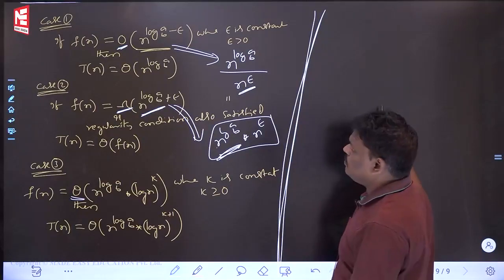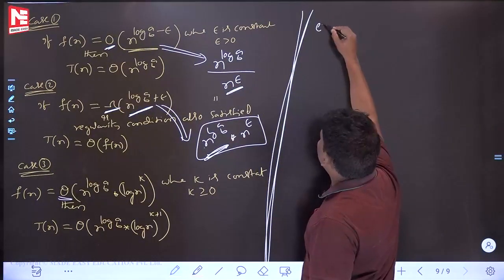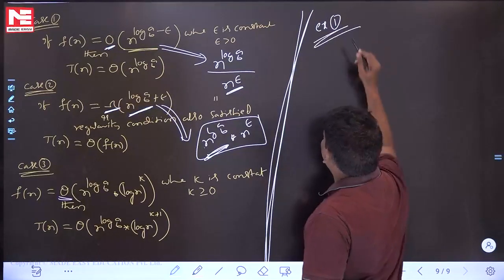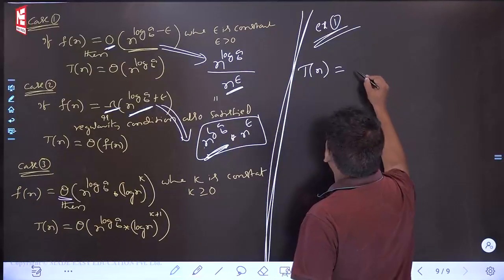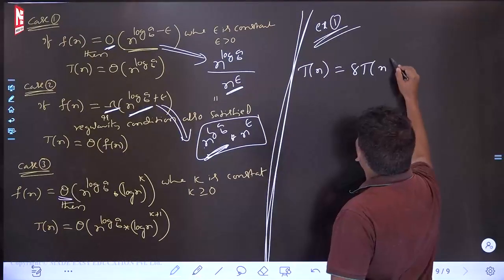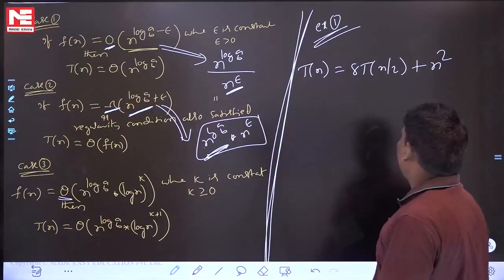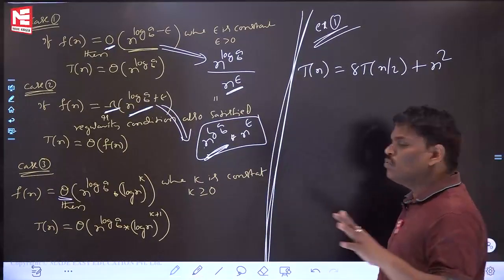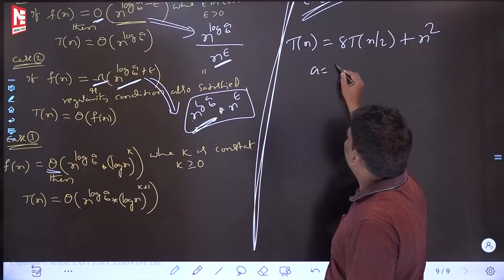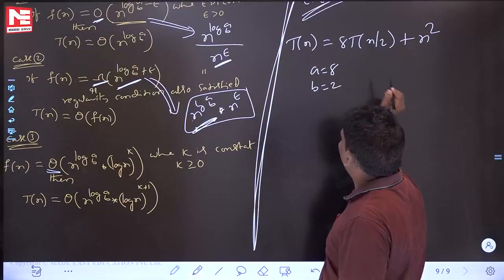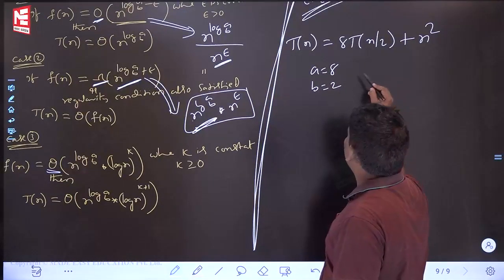Let's start. See the first problem, very simple now. Example 1: T(n) is equal to 8T(n by 2) plus n square. This is the recurrence relation. How do we solve this recurrence relation using master theorem? Let me check here. What is A? 8. What is B? 2. That is fine, A is there, B is there. Now let's see this one. What is f of n?